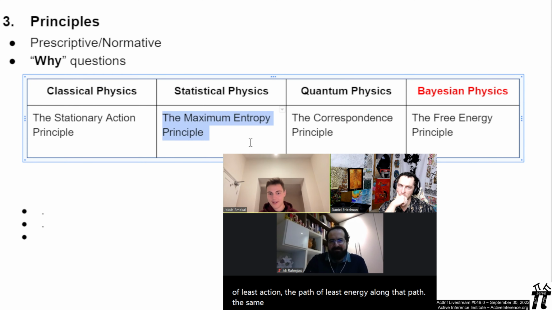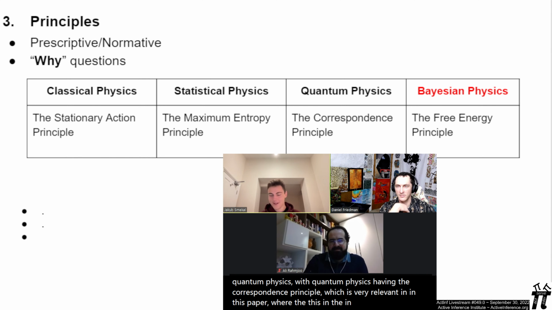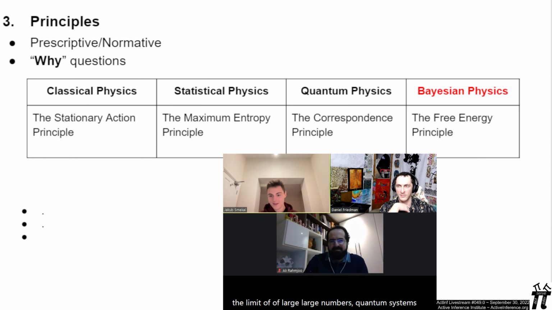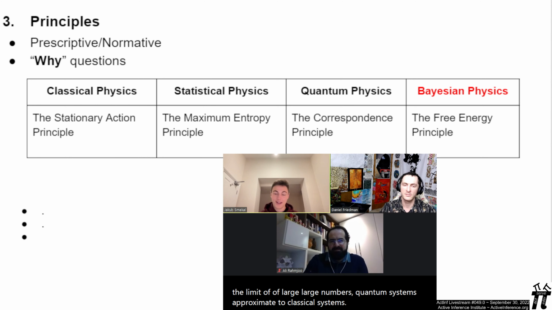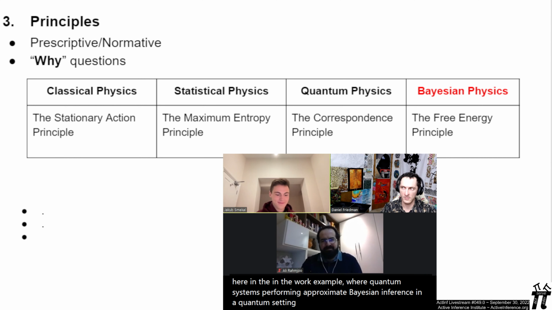The same thing is present in statistical physics and quantum physics, with quantum physics having the correspondence principle, which is very relevant in this paper, where in the limit of large numbers, quantum systems approximate to classical systems, which I think is also related to the work here in the worked example, where quantum systems performing approximate Bayesian inference in a quantum setting follow classical paths on average, which we'll get into later.